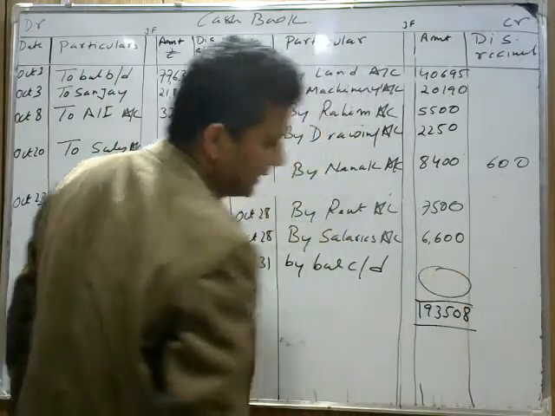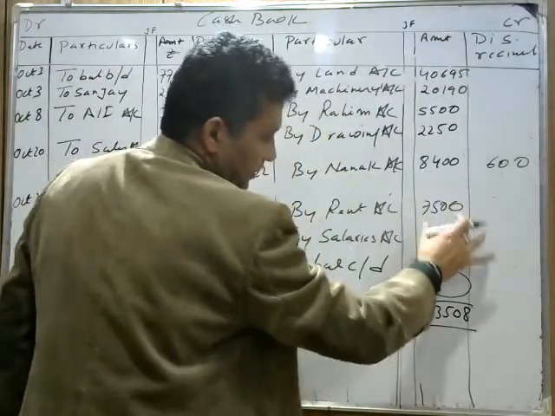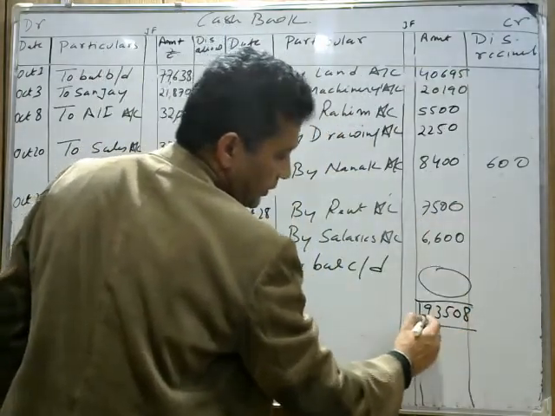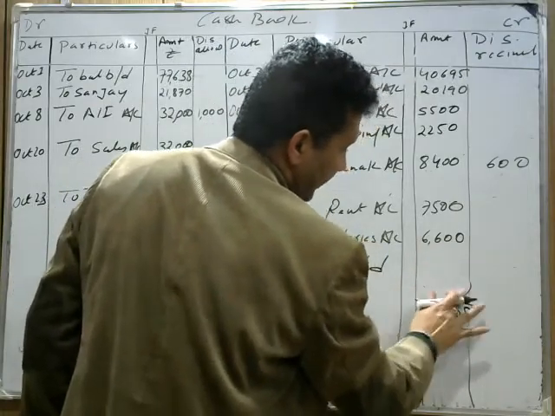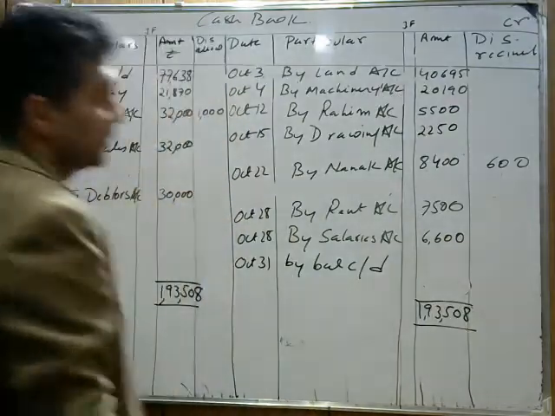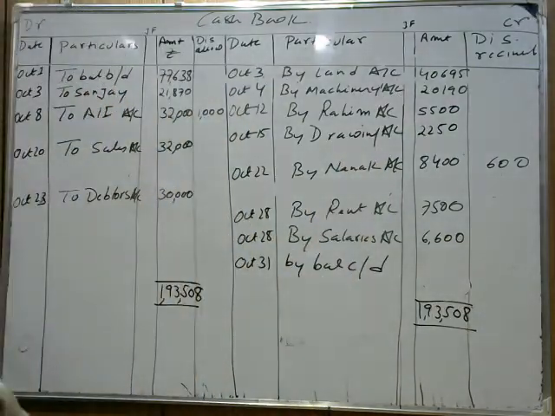What amount do we write here? We simply subtract all these things from 1,93,508 and add. It is coming by balance closed down. Just check. Try on your own first. What's the balance coming over here? Find the closing balance.